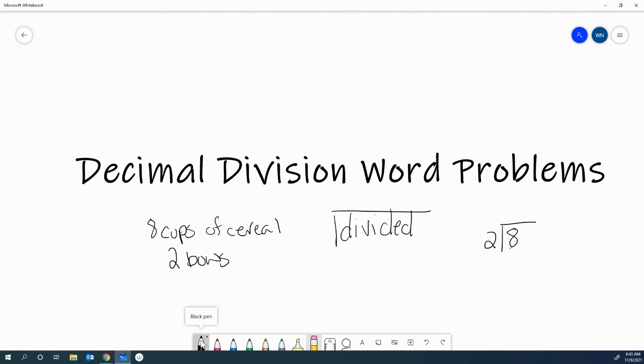Even if it's a smaller number, I could have said I have 2 cups of cereal into 8 bowls. If I had said that, we would have the 2 on the inside, 8 on the outside, and all I would have to do is add a decimal and a 0. 8 into 20, and you could get that figured out. So remember, whatever you are dividing up needs to go inside the division house. It is the dividend. All right, we have 4 problems as our notes today.